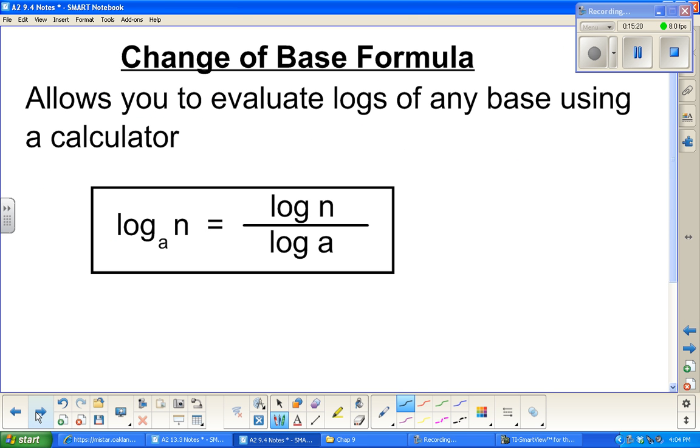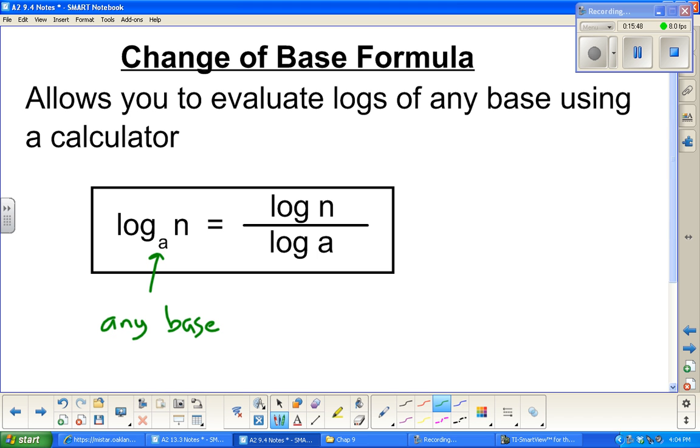One more thing. We said your calculators are going to use or assume the base is 10. It doesn't give you a chance to enter a base. What if the base is not 10? What if the base is any number and it doesn't happen to be 10? Is there a way to evaluate these on the calculator without having to go through a ton of work?